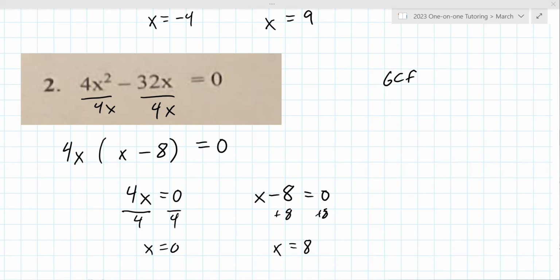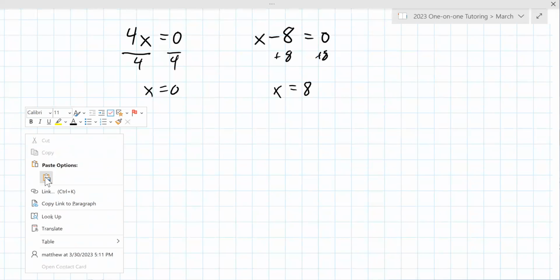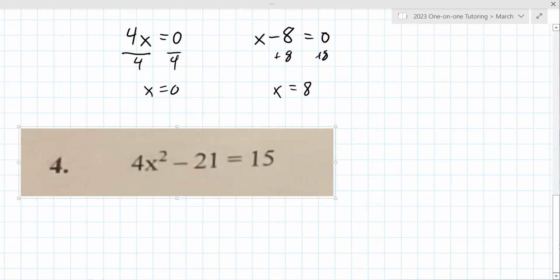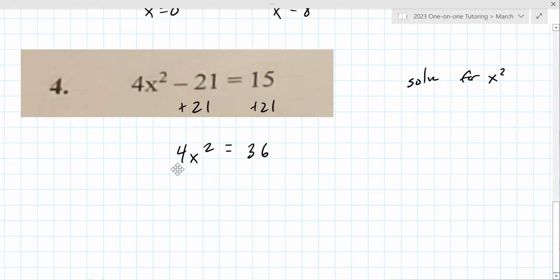No. All right, number 4 here. So the difference here is in all these problems, there's only one x. There's only one x here, and it's an x squared. So you treat this like you want to solve for x squared by itself. So you add 21 to both sides. 4x squared equals 36. Divide by 4, divide by 4. X squared equals 9. Can you tell me from here what to do or what this becomes?